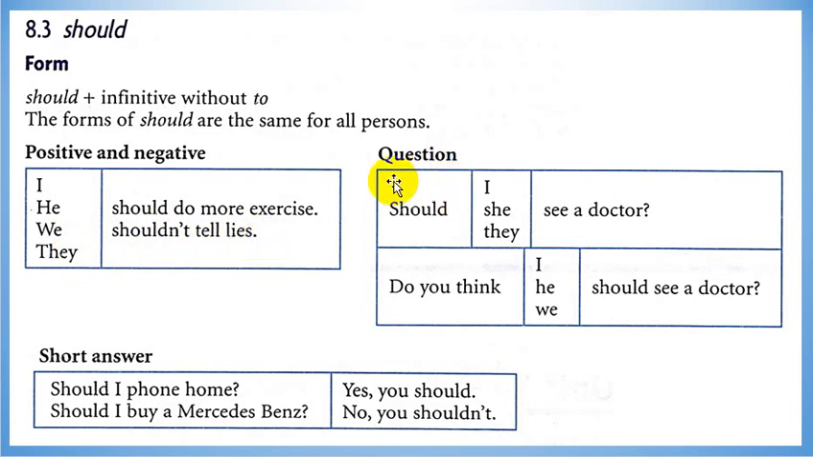In question we said that the auxiliary verb is put at the beginning. Should I see a doctor? Should she see a doctor? Should they see a doctor? يكون الauxiliary verb نفس الصيغة مع كافة ضمائر الفاعل. أيضا هناك صيغة أخرى للسؤال. Do you think I should see a doctor؟ صيغة أخرى. Do you think we should see a doctor؟ Okay. هنا استخدام do لأنه فعل الجملة see in the present tense.